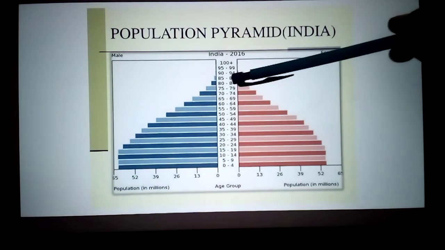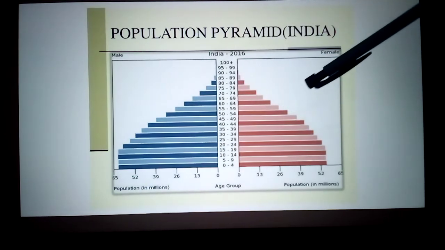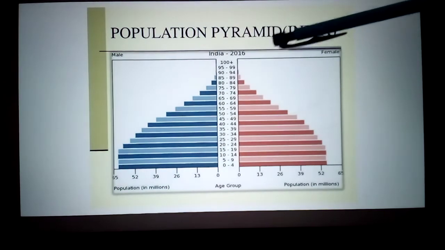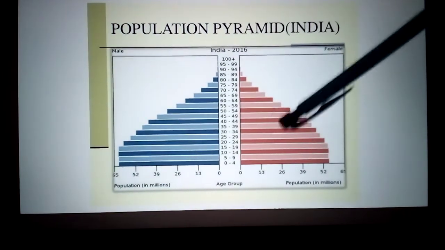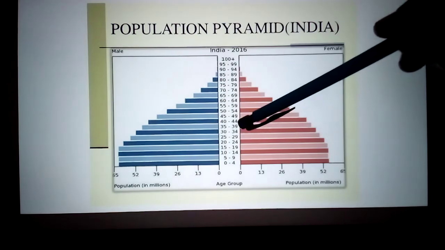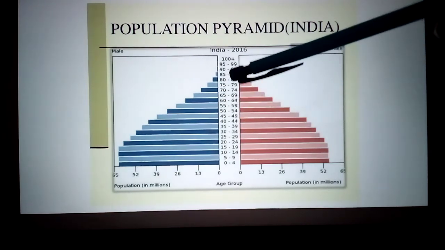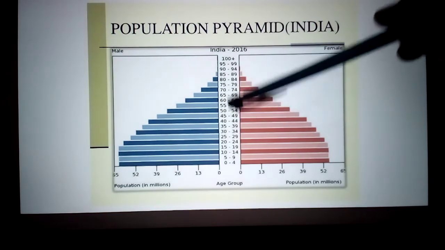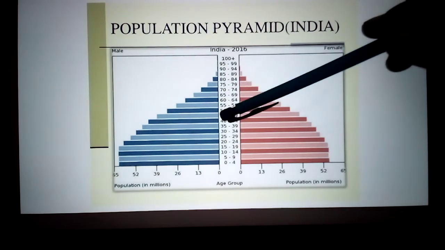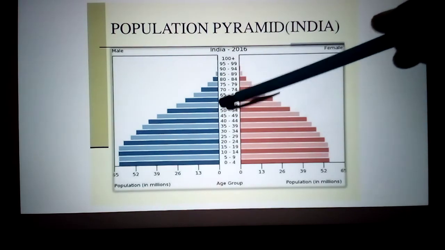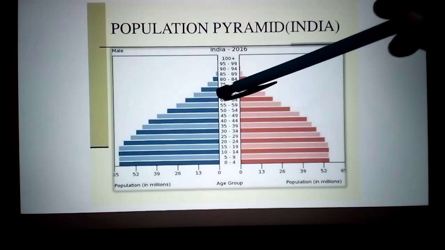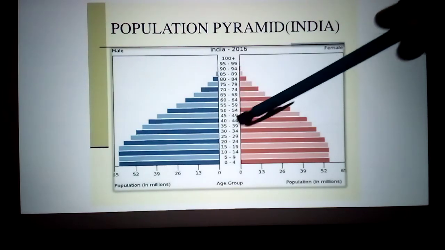This population pyramid also says how many dependents there are. Dependent means what? Suppose 0 to 17, they cannot do any work, they are just going to schools or colleges, just taking education. Ages 18 to 65 are the earning group. After completing education, they get a job or a business and they are earning money.